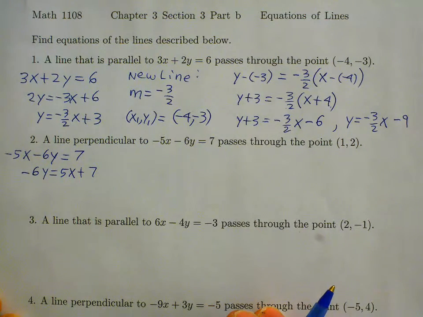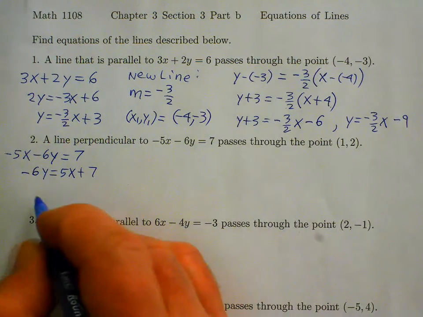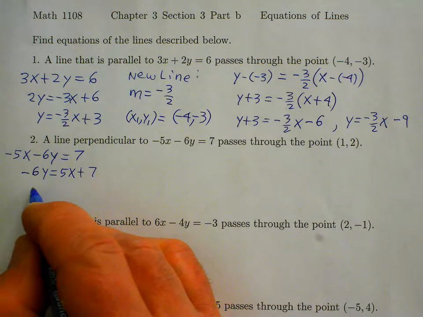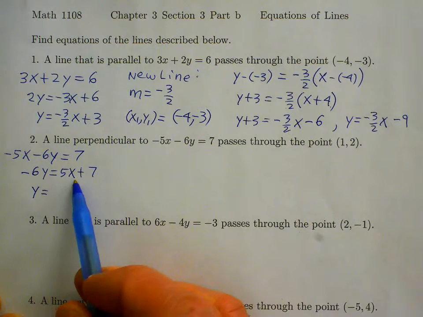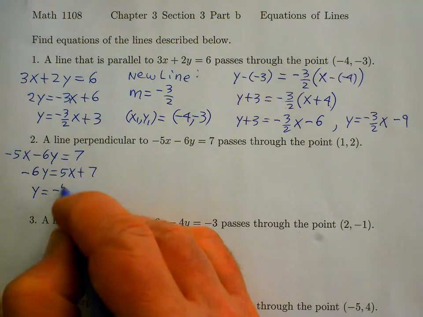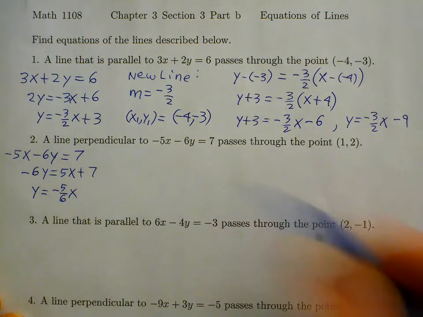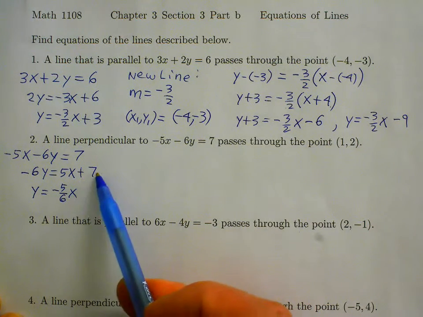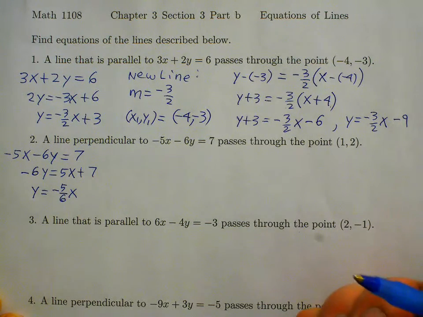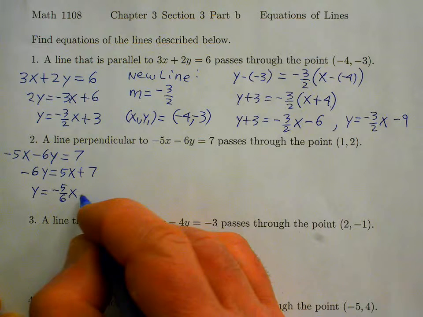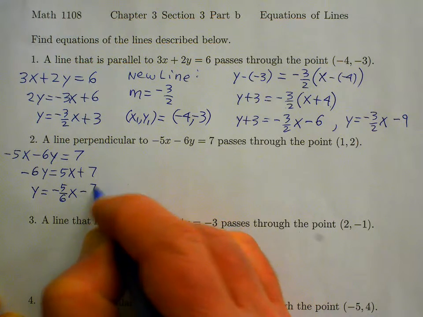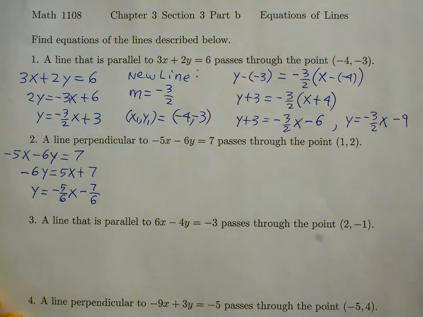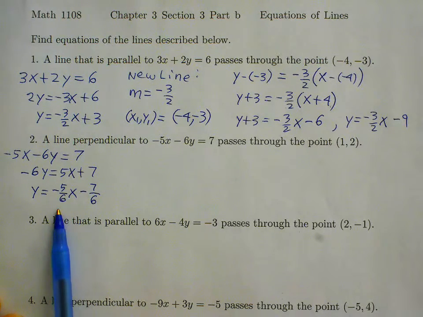Then divide every term on both sides by negative 6. Negative 6y divided by negative 6 is positive 1y, or y. 5x divided by negative 6 is negative 5 over 6 times x. And positive 7 divided by negative 6 is negative 7 over 6. And if we add negative 7 over 6, that's equivalent to subtracting 7 over 6. Okay, so the slope of the given line is negative 5/6.